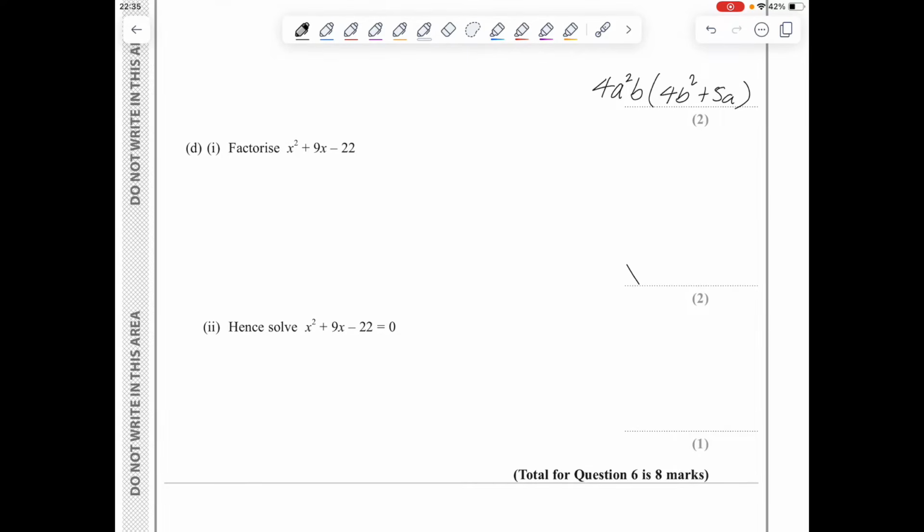In part D, I need to factorize. The two factors are x plus 11 and x minus 2. Solving this being equal to 0 will give me two x values, and these x values are minus 11 or 2.